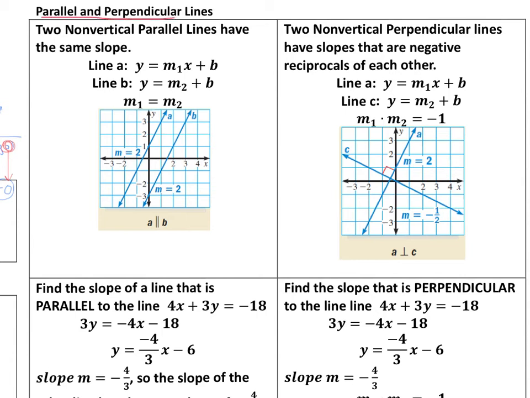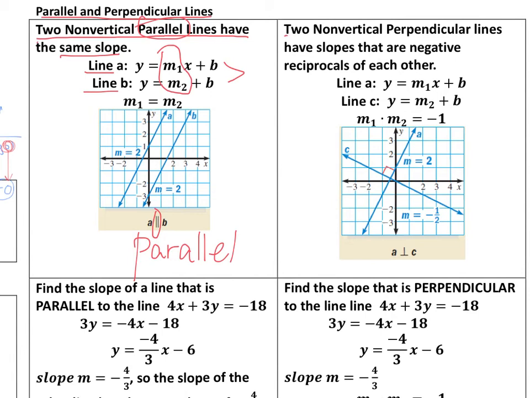Parallel and perpendicular lines. Two non-vertical parallel lines have the same slope. If two lines have the same slope, they are considered parallel. The symbol for parallel is represented by the two lines here that I just circled. This means that these two lines will never cross each other.